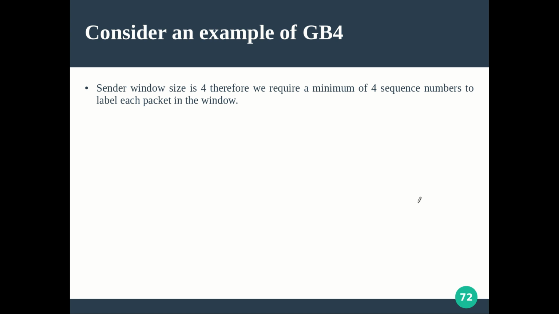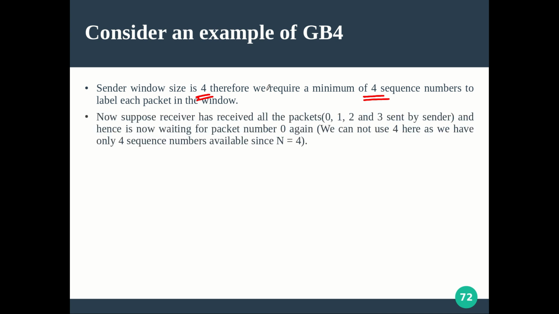In the go back 4 protocol, the sender window size is 4, and therefore we require a minimum of 4 sequence numbers for sure to label each packet in the window distinctly. So assume that the minimum sequence numbers we take is 4, and what is the problem with that? If everything is going fine, it will work. Now we are going to see a special case where it is not going to work. There is some kind of counter example.